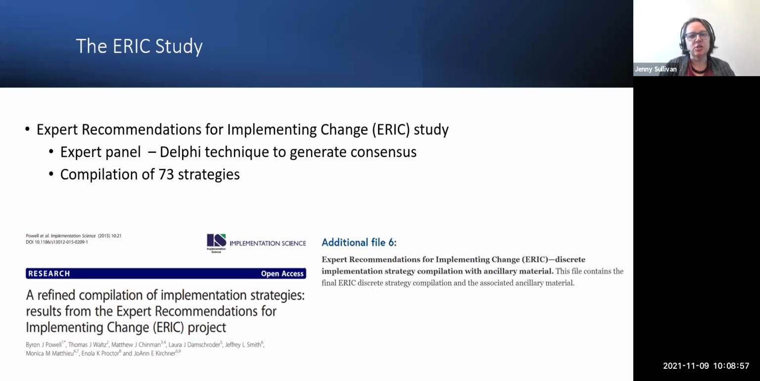And I've taken a screenshot of the article title and authors, as well as a screenshot of additional file 6, so you can see it and look at it in your spare time. And this additional file 6 provides the most comprehensive list of the strategies and definitions of them. So it's kind of a go-to resource if you're looking to learn about strategies.